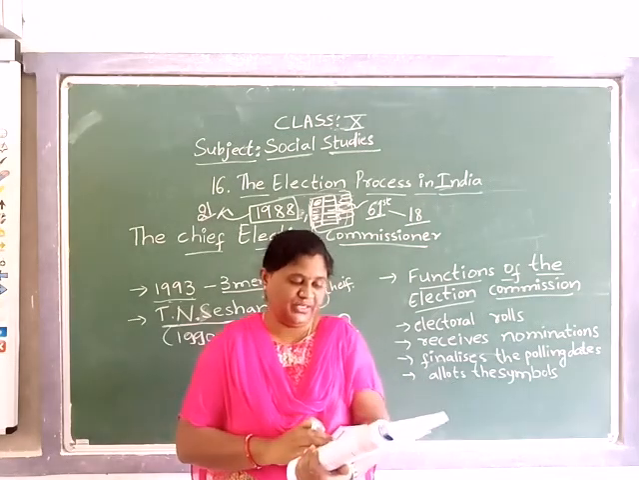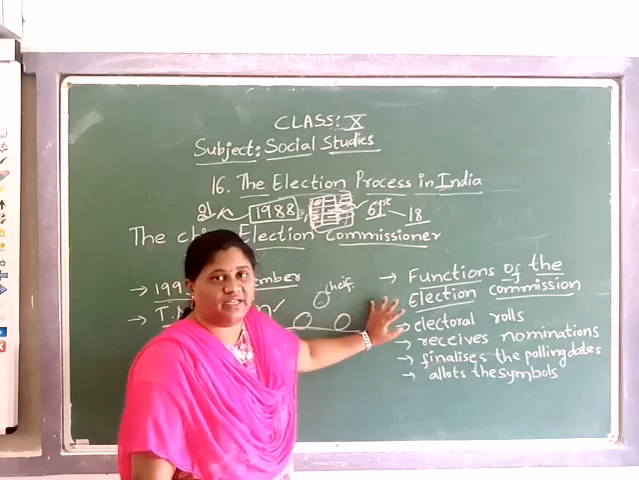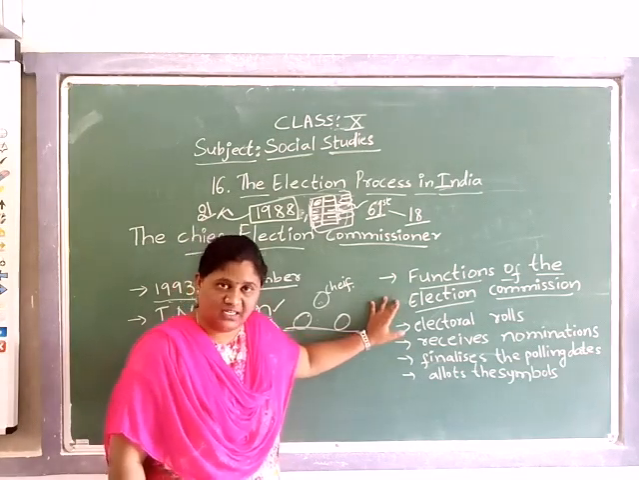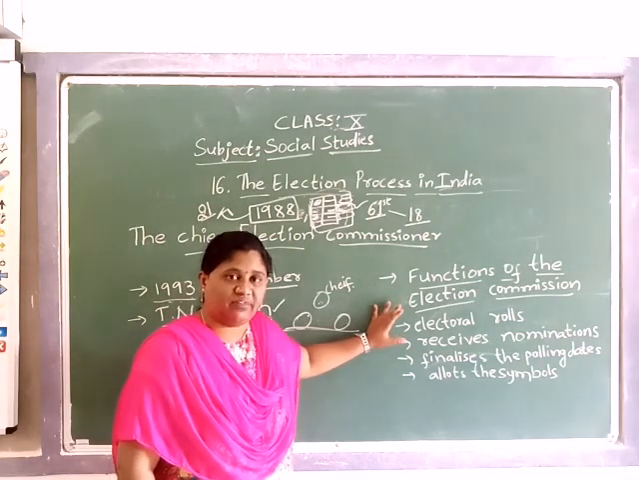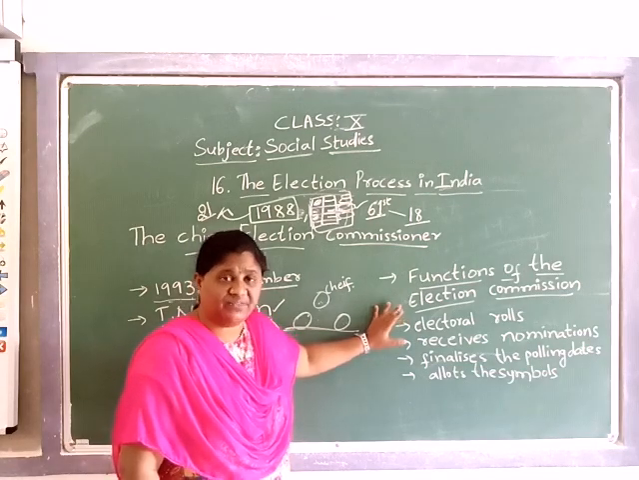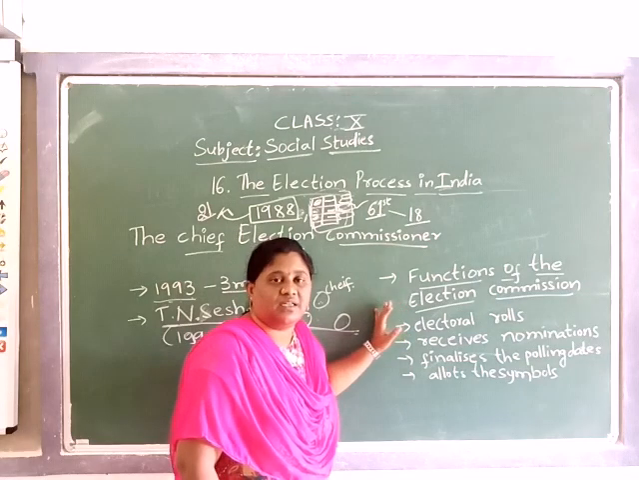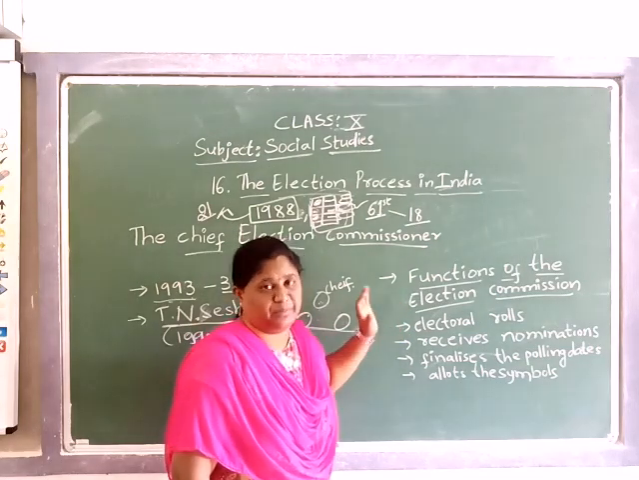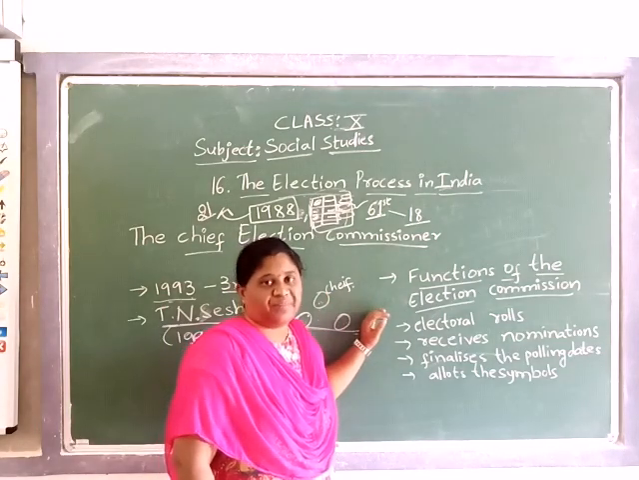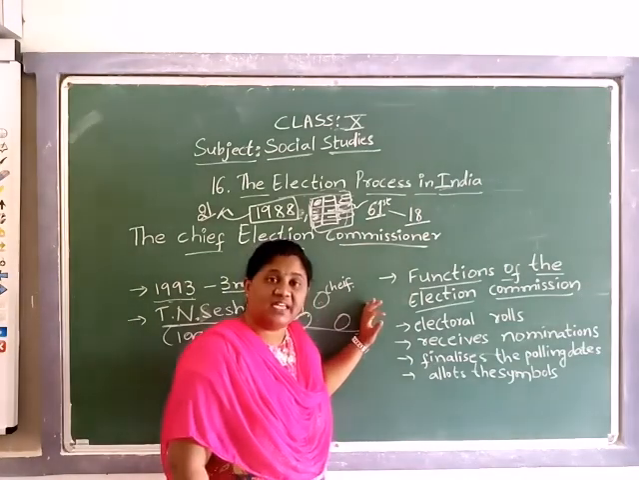Understood? Electorate. See, the functions of the election commission: they have to arrange constituencies, go for population records, and divide the constituencies. Okay, they'll invite the nominations, receive the nominations, and gather information about the contesting representatives. They receive nominations and then finalize the polling dates.